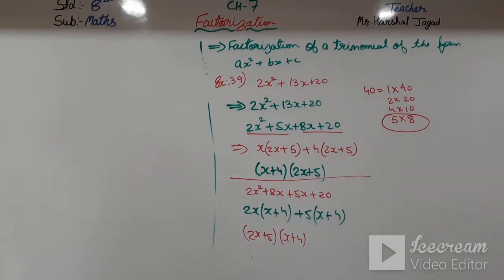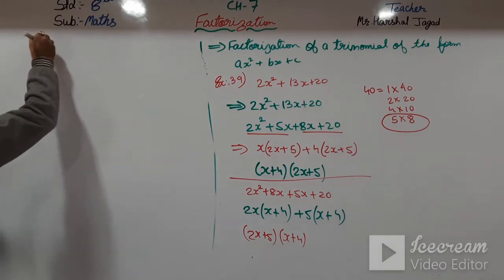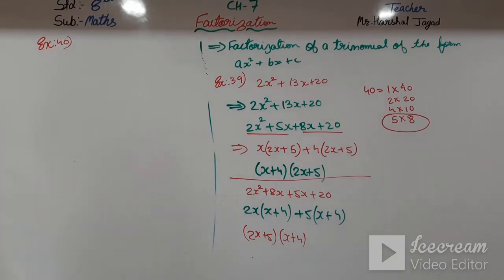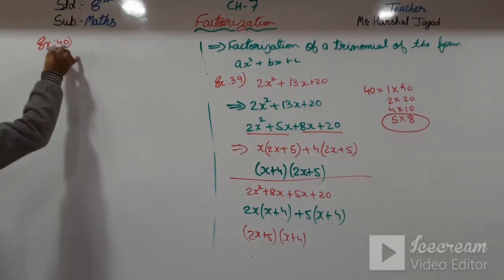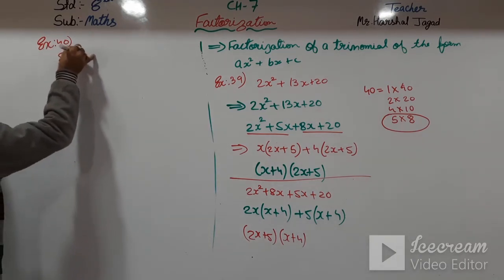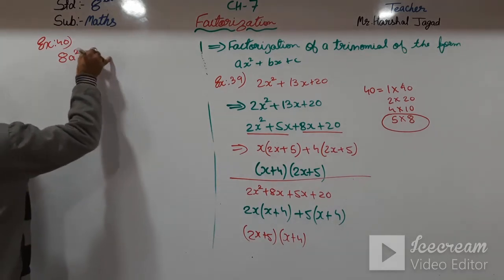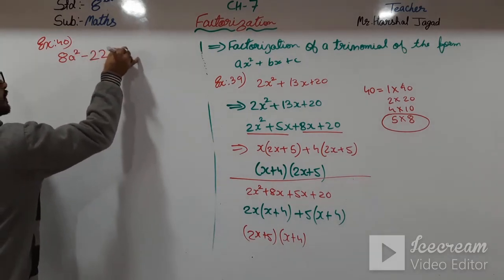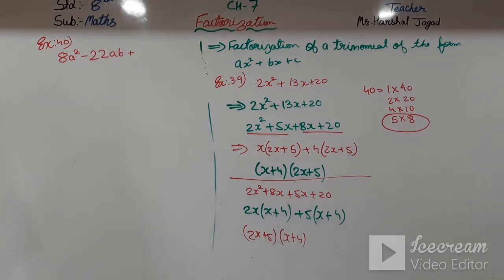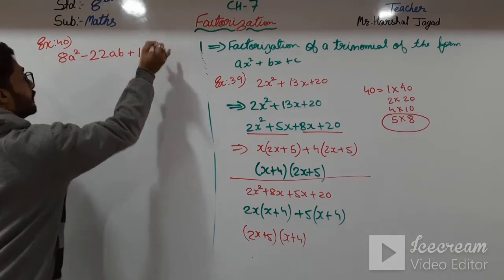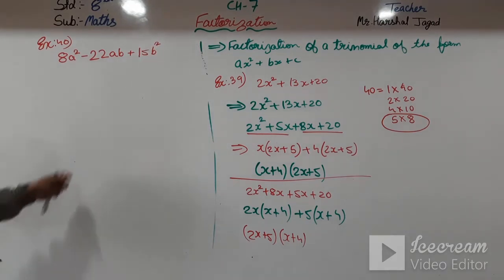So example number 40, that is factorize 8a square minus 22ab plus 15b square. So how will we do this one?